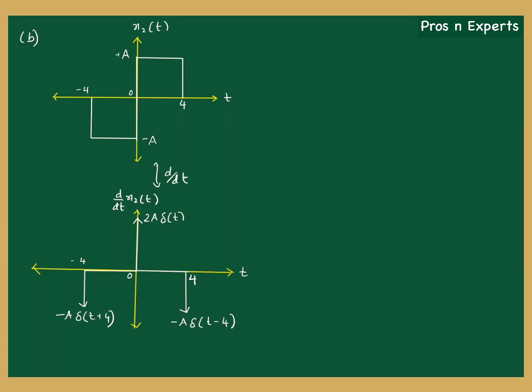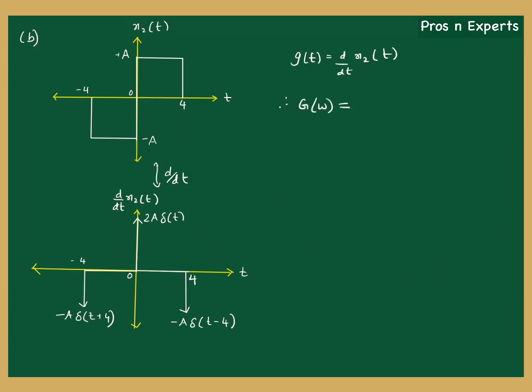So what is the Fourier transform? Let g of t be d by dt of x2 of t. Therefore what is G of omega?